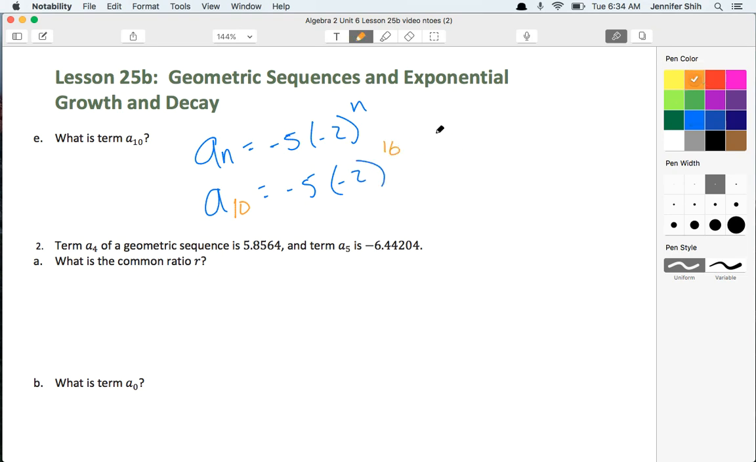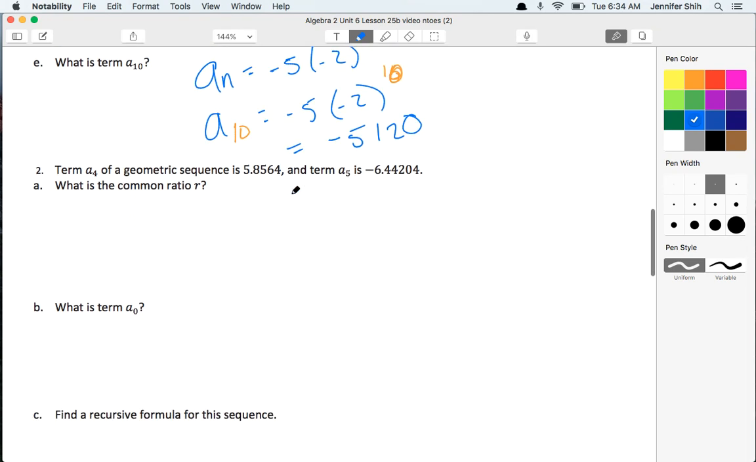Oh, that's a 10, not a 16. So what you have to do first, your order of operations, you have to do 10 to the -2 power. No, sorry, -2 to the 10 power times -5, and you should get a negative number, because this is an even power times another negative, so there's an odd number of negatives.